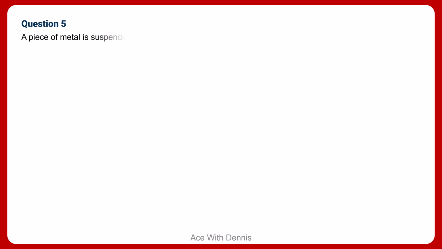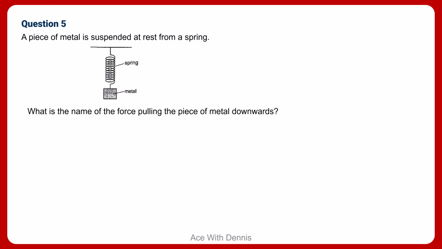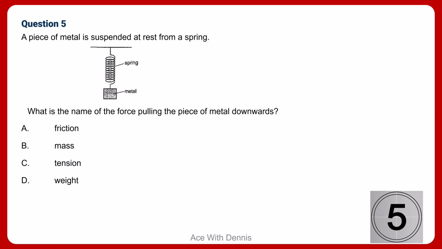Question 5. A piece of metal is suspended at rest from a spring. What is the name of the force pulling the piece of metal downwards? A. Friction, B. Mass, C. Tension, or D. Weight. The answer is D. Weight.